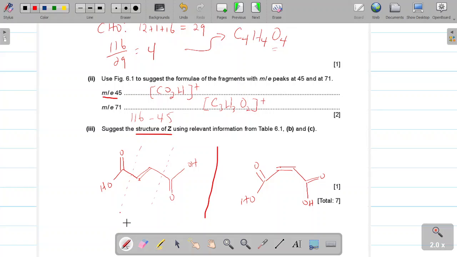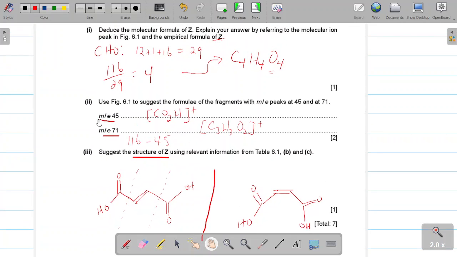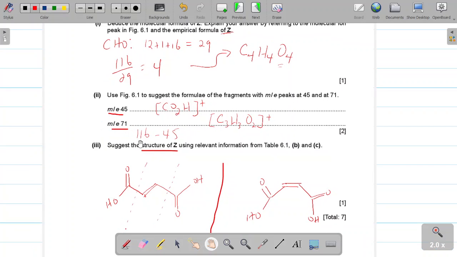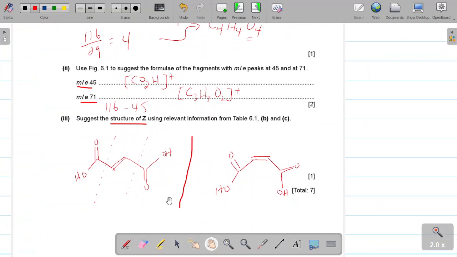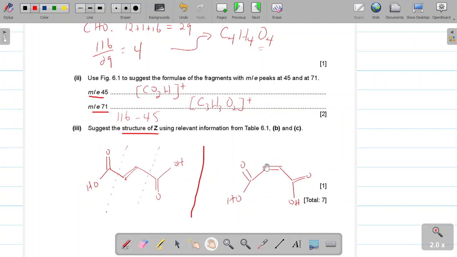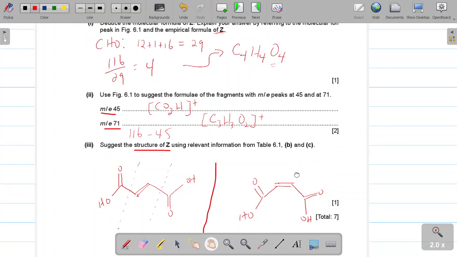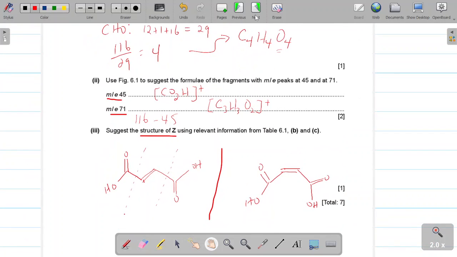You could have actually suggested the structure first and then worked out what the fragments were. Or you could, from careful deduction, realize that the m/z fragment at 45 is a carboxylic group. And at 71, 71 is 116 minus 45, which means we are losing a carboxylic group from the other end of the molecule. And this would have given us the structure shown here. So you can either draw the trans or the cis isomer. And this was the end of the paper.